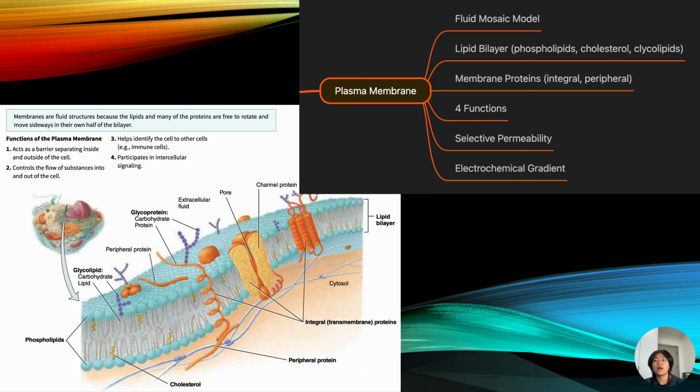So now, let's talk about some of the main functions of our plasma membrane. The membrane has 4 main functions.